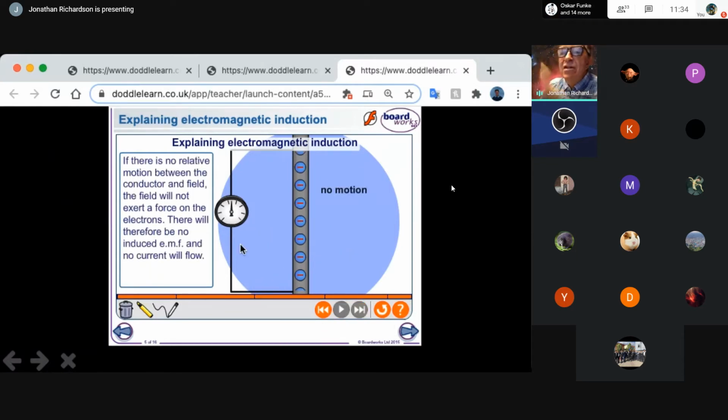If there is no motion, if this bar remains still inside the magnetic field, nothing will happen. There is no movement, so the electrons remain where they are. There is no changing magnetic field, there is no induced EMF present, so no current will flow through this device.